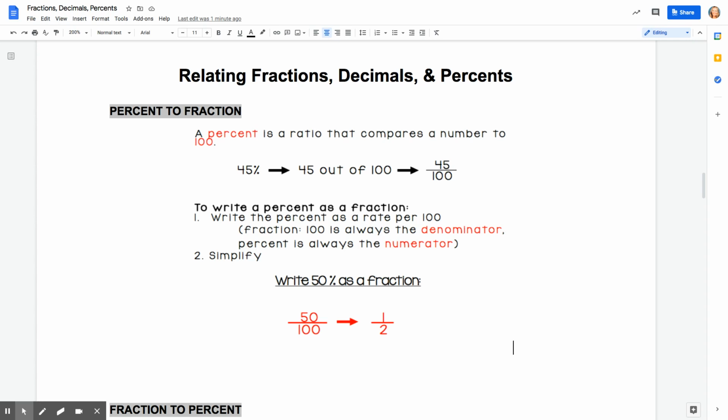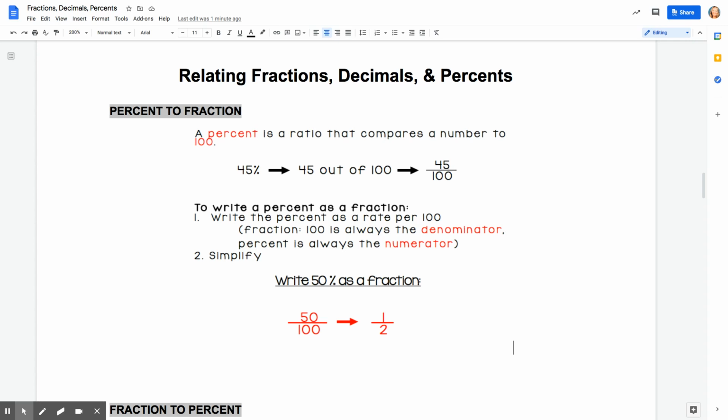So to give an example of that, I always like to reference the easy one. So if you get stuck, you can always think of this in your head. How did I get there? And then use that for any other conversions you have to do with math. So to write a percent as a fraction, write the percent as a rate per 100. So 100 is always in the denominator to start because percent is always out of 100. Then you simplify by finding a common factor and making an equivalent fraction.